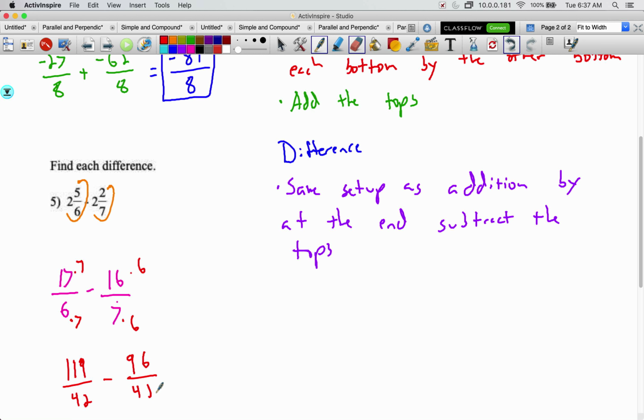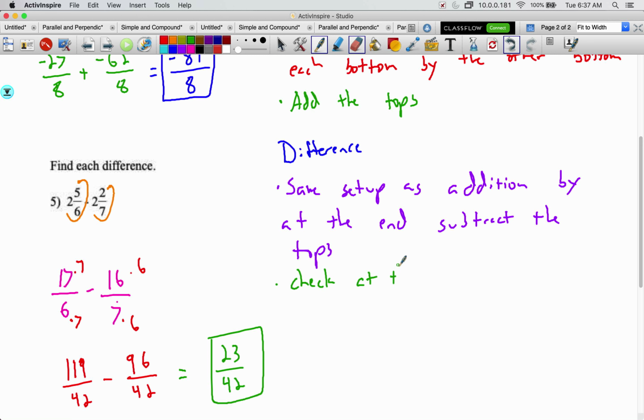all over 42. And then very similar to addition, but now we're just going to subtract the tops. 119 minus 96 is 23. And we still keep a 42 on the bottom, so 23 over 42. And then check at the end to simplify. We'll just write that on this one, and it'll apply to the addition one too.